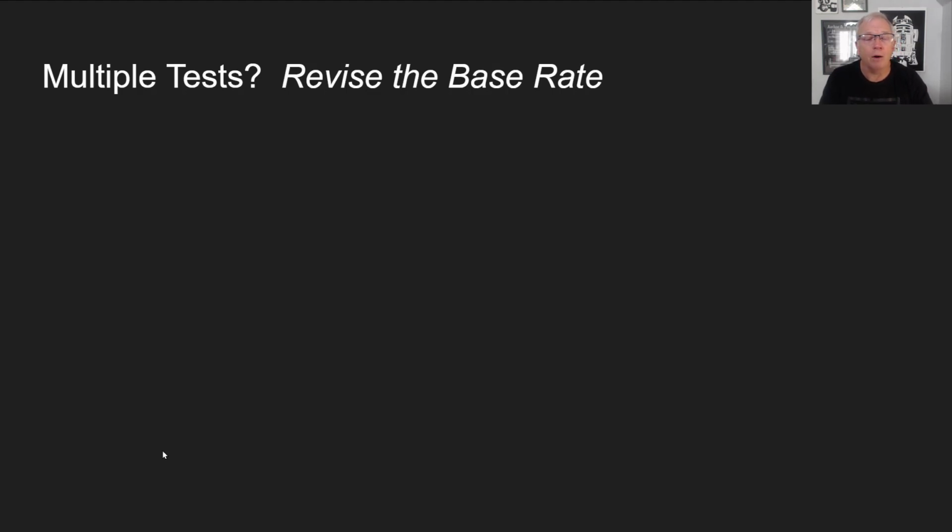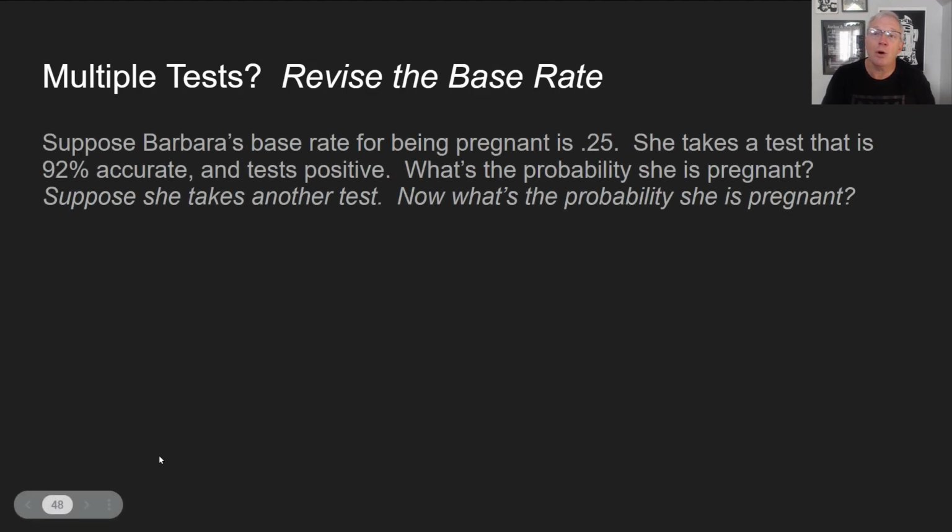I want to show how we can use multiple tests to keep revising the base rate and improving our information. And this is pretty simple and pretty straightforward given what we've done with conditional probability. So suppose Barbara's base rate for being pregnant is 25%, and then she takes a test that's 92% accurate and it tests positive. What's the probability she's pregnant? Okay, that's a straightforward Bayes problem. Suppose she takes another test after the first one. Now what's the probability that she's pregnant?